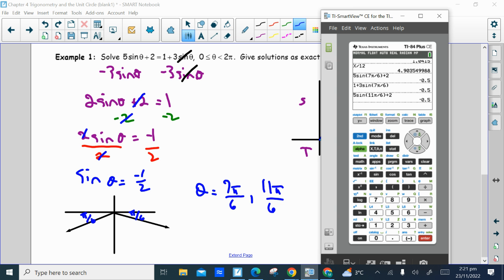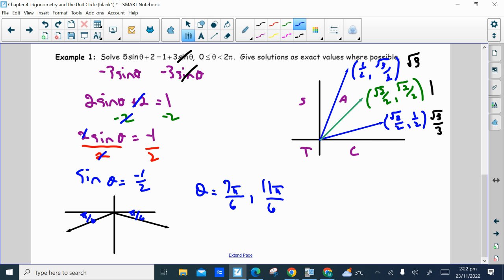So 5 times the sine of 11 pi on 6 plus 2 is also negative 1/2. And now we need to check for the other one. 1 plus 3 times the sine of 11 pi on 6. We get the same value, negative 0.5. Okay. So we've just shown that these two answers are correct. So you should never get these wrong.